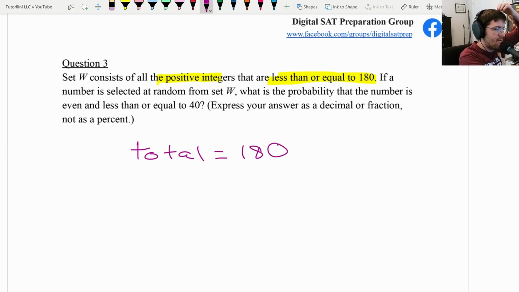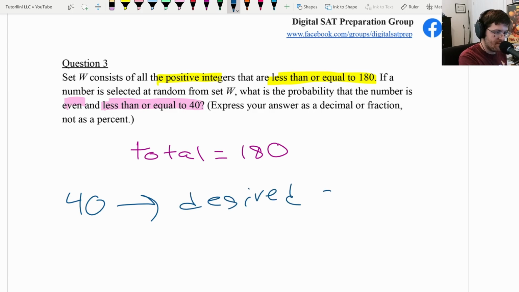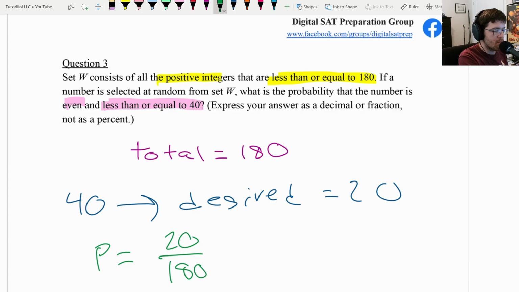And now it says we want them to be even and less than or equal to 40. So there are from 1 to 40, right? That's 40 numbers. So 40 inclusive. We're not between, it's less than or equal to. So it's 40, but then about half of those are even. So really the desired is 20. So the probability should be desired over total. So 20 over 180.